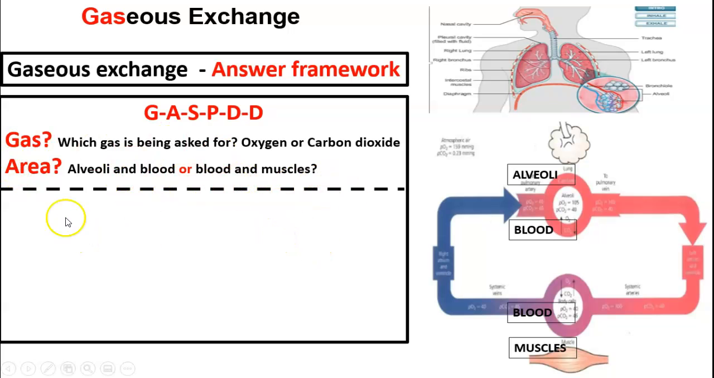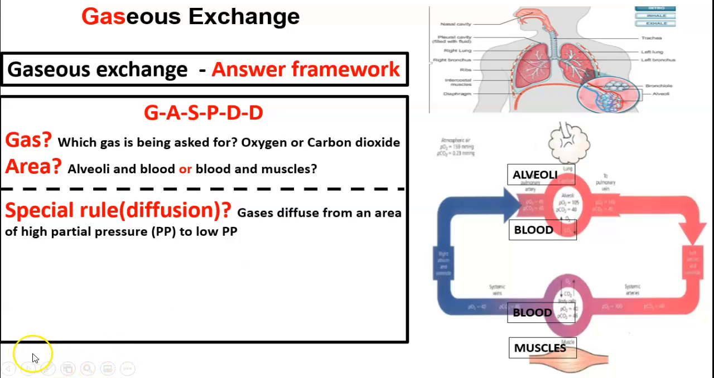Now, once we've got those two thinking questions, anything below this line is where we start to get our marks. The first thing we have to do is give the rule of diffusion. Because this is so important, I'm going to give it a little emphasis, and we're going to call it the special rule of diffusion. The special rule of diffusion is that gases move from an area of high partial pressure to low partial pressure, or high concentration to low concentration. Let's use partial pressure, because that's what's going to be in our answer.